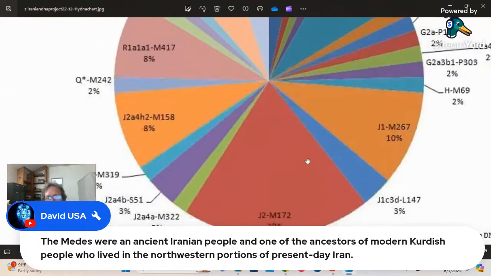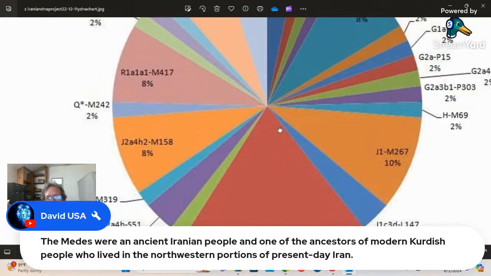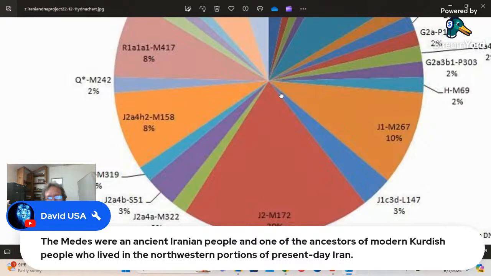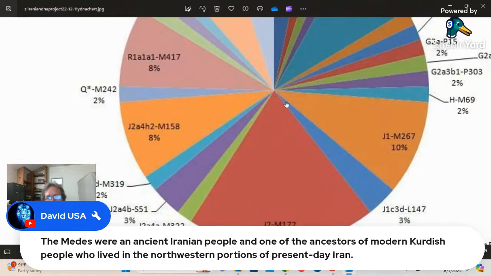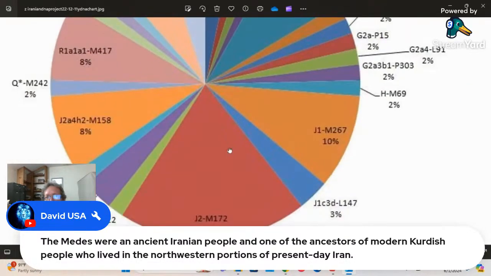actually the J2 by itself is almost 1/3. If you include the J1, it's close to half of the Persian population, which is really interesting. So it's all Abrahamic. Plus, you consider the fact that some of this Q was in the Jewish population and some of this G was in the Jewish population.